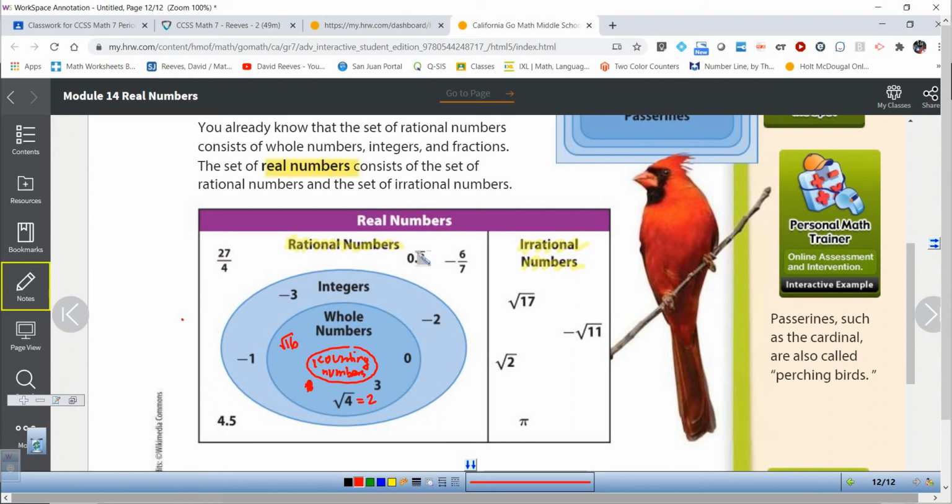By the way, just a reminder, that line right there, that means repeating, right? So that would be 0.3333 dot, dot, dot. All right, that's a repeating decimal. It actually comes from the fraction 1/3, right? 1/3 is equal to that. Okay, now that is this box here. So everything on this left side is a rational number. It's a type of rational number.